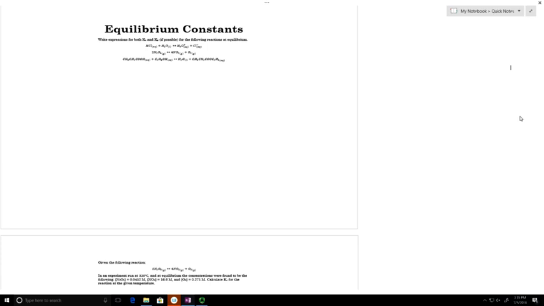Now the thing to remember when you're doing this is that you're only going to include instances where the phase of the matter is either in the aqueous phase or in the gaseous phase. If it's in the gaseous phase, you can do the equilibrium constant of pressure, which is Kp. If it's only in the aqueous phase, you can do Kc instead, but you wouldn't be able to do Kp.